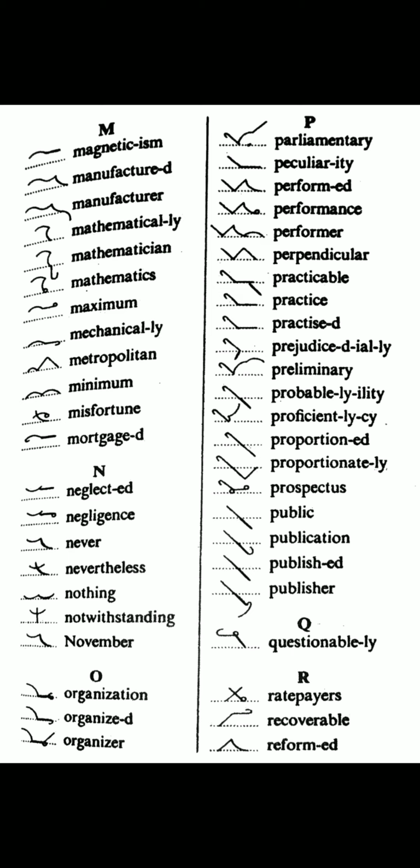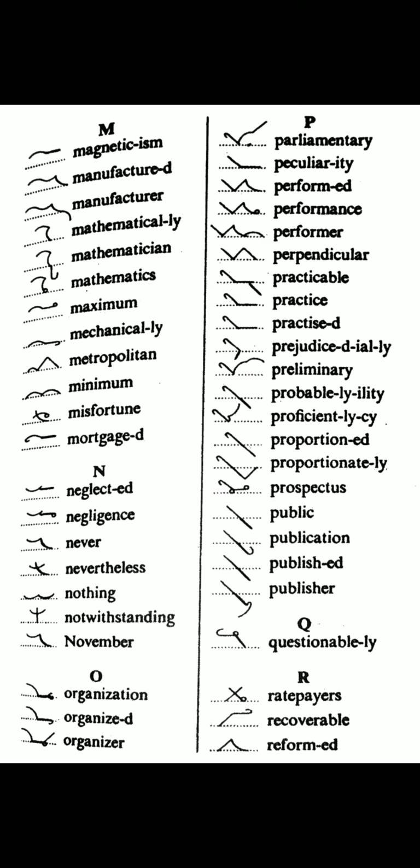P with upward R F with M with R hook for performer. P with upward R with another P on the line for perpendicular. P with R hook K with B with L hook for practicable. P with R hook K on the line for practice.